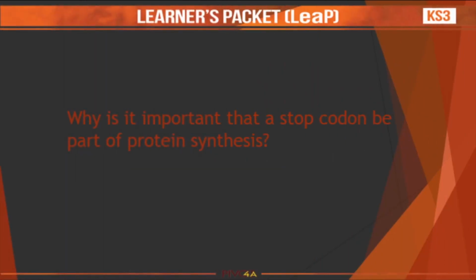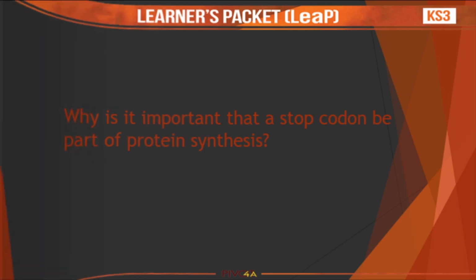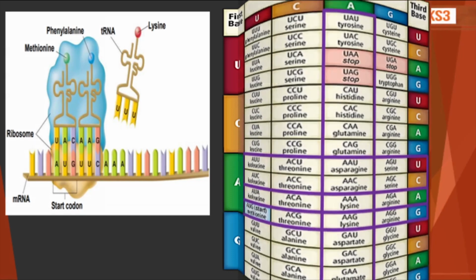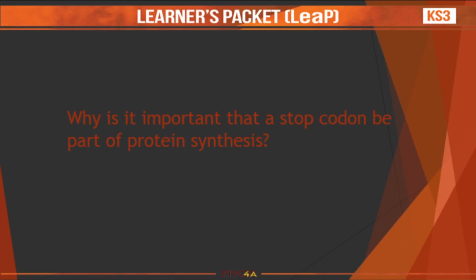Okay, why it is important that a stop codon be part of a protein synthesis? So, kung napansin nyo dyan, meron tayo dyang mga stop codon. Stop yung ating UAA, UAG, UGA. So, bakit kaya? Why it is important that a stop codon be a part of a protein synthesis? Okay, when a stop codon is reached, translation ends and amino acid strand is released from the ribosomes. Okay?